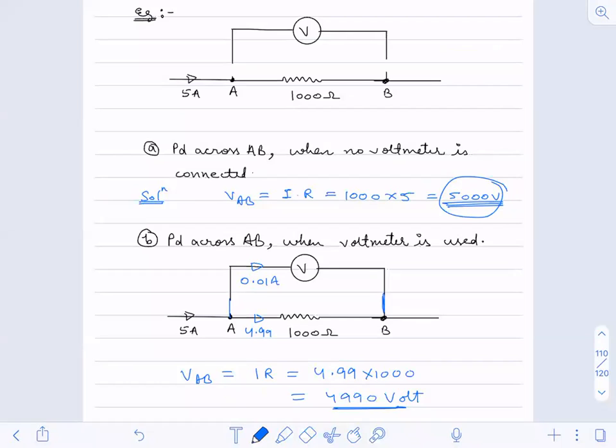Because you are connecting a voltmeter, it is drawing some amount of current, and if it is drawing some amount of current, it is giving you a little less value. So how can you minimize this error? See here, the difference is of 10 volt. How can you reduce it? By reducing the current.